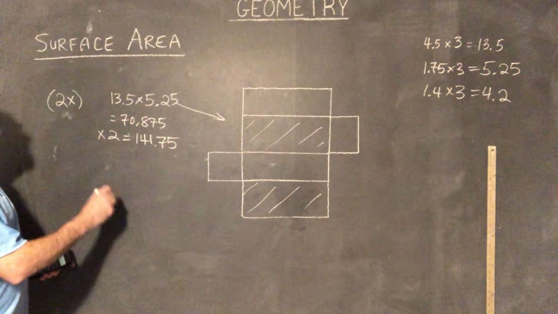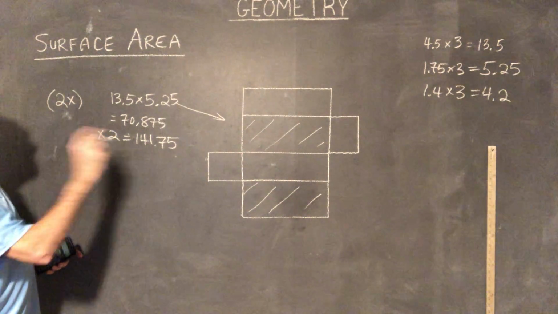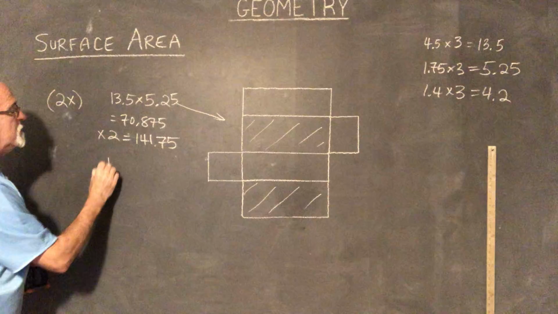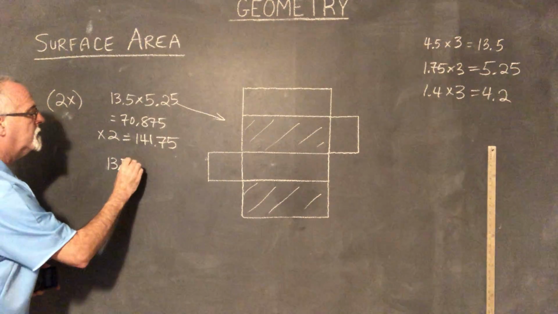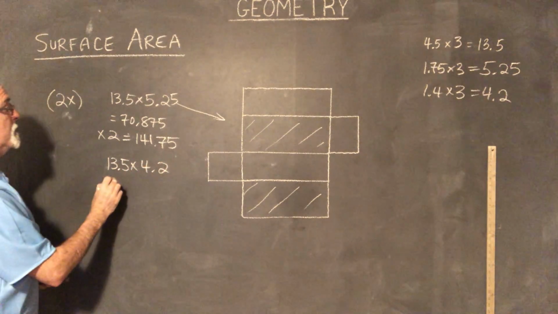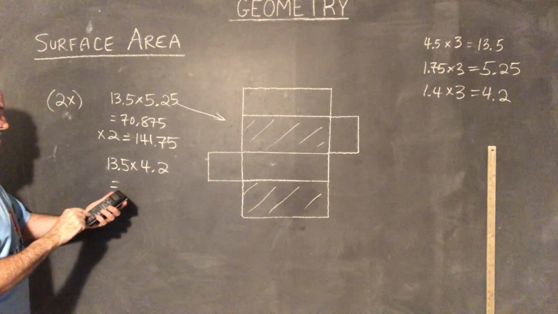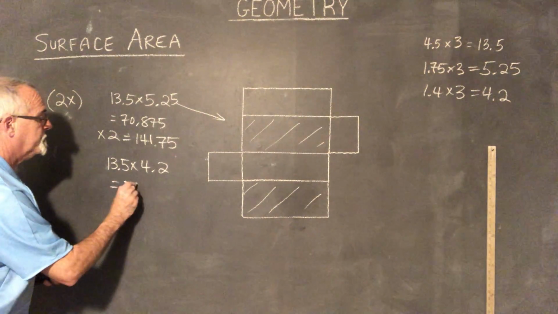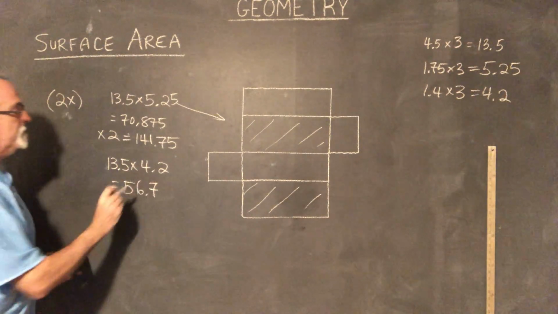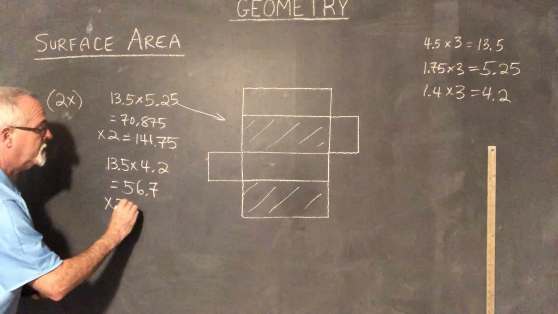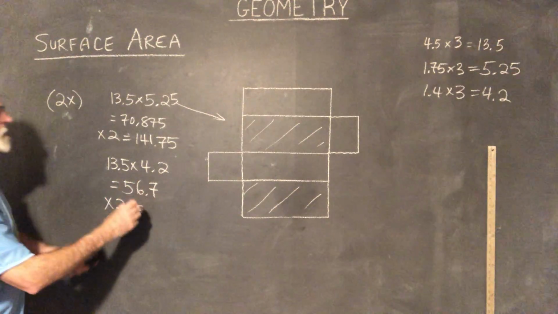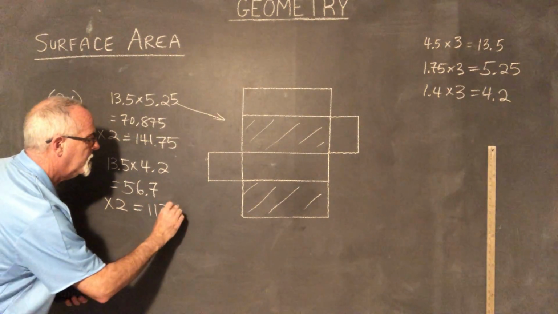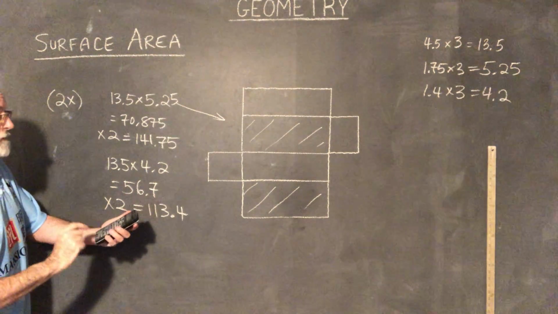Because I also have to do 13.5 times 4.2, which is 56.7, times 2 equals 113.4.